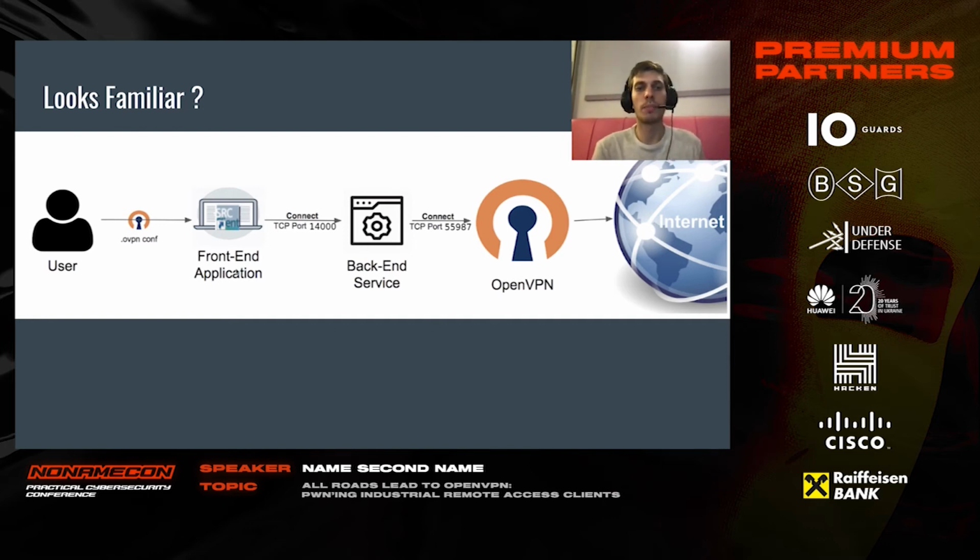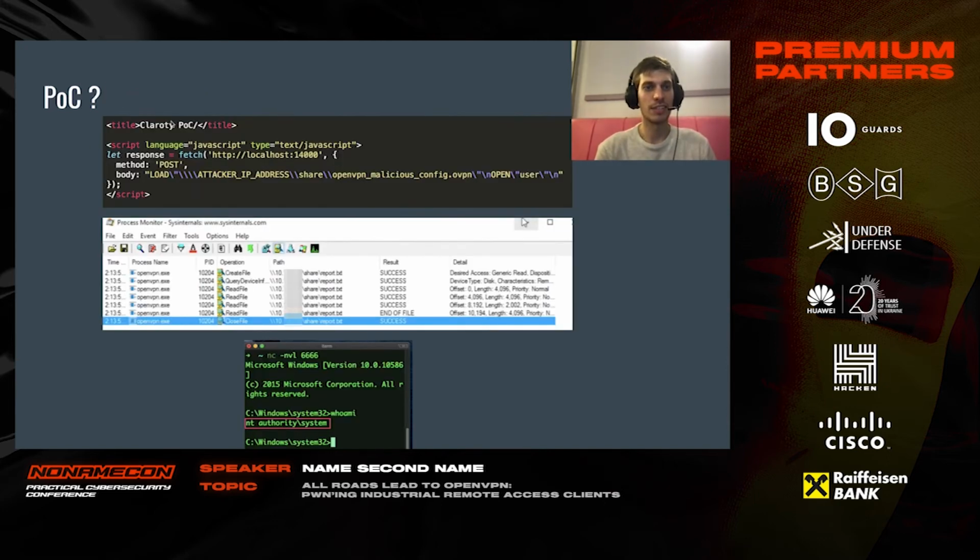We have a front-end application, we have a back-end service with high privileges, and we have the OpenVPN instance, which runs after the back-end service starts the instance. So yes, it looks familiar.